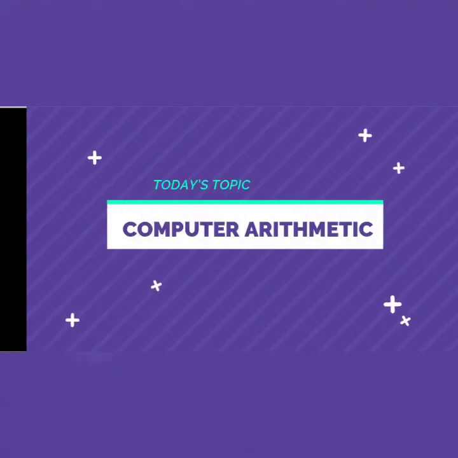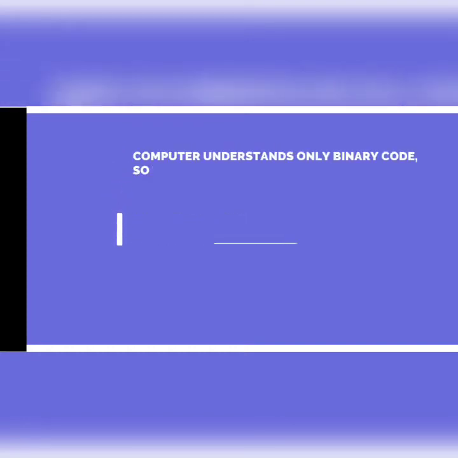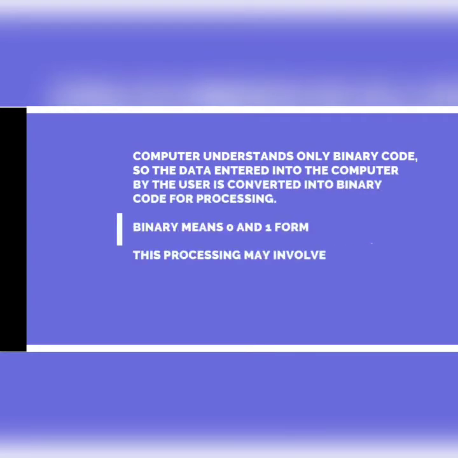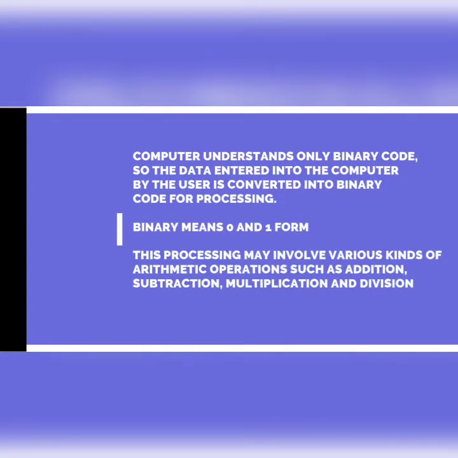So today we'll do the last topic of the chapter, that is computer arithmetics. Now, computer understands only the binary code, so whichever calculations you will perform or whichever data you are entering in the computer will be converted into the binary codes first. By binary, I mean only in the 0 and 1 form. So, this processing may involve various kinds of arithmetic operations like addition, subtraction, multiplication, and division, etc.